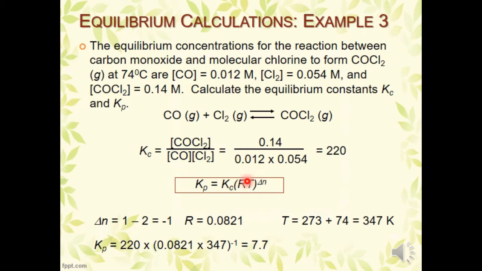Substitute the gas constant R, which is 0.0821. The temperature given is 74 degrees Celsius, but you have to write it in Kelvin, so plus 273. To find the change in number of moles, remember, total moles of product minus total moles of reactant. So 1 minus 2, so negative 1. So Δn is negative 1. So Kp would be 7.7.